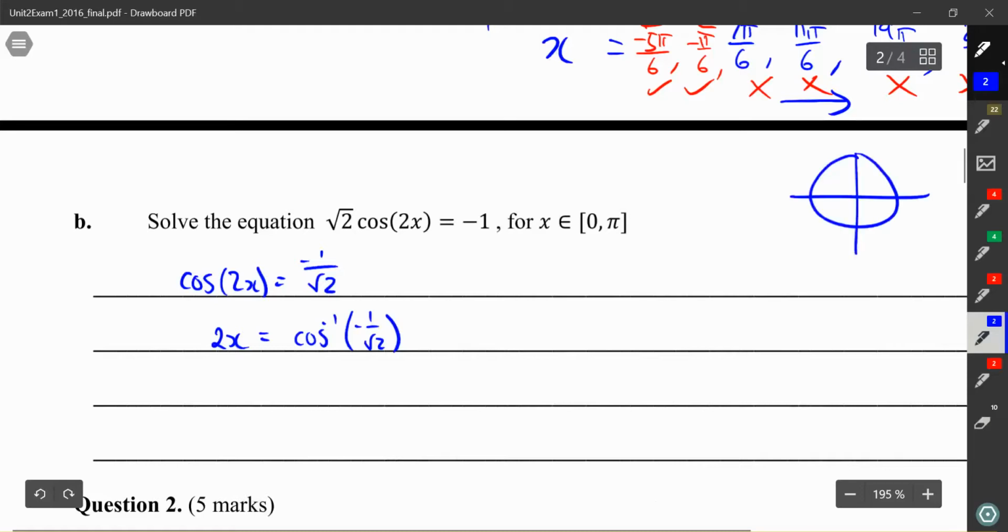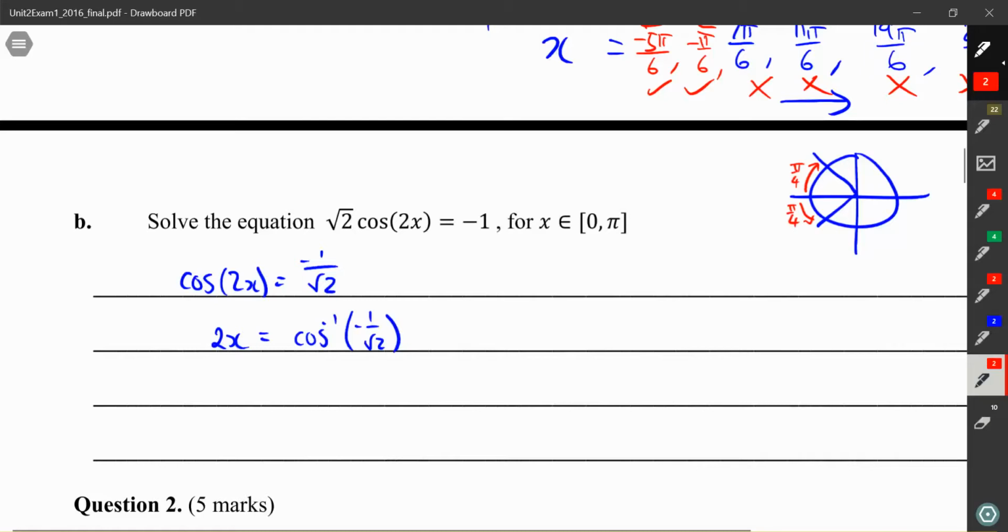Okay, and you say, well, when is cos negative? Cos is only negative in these two quadrants. And what would the angle have to be to get 1 on root 2? Well, going through your exact values, it would have to be pi on 4. So these are the only two regions where I get pi on 4. And remember, the domain currently here is from 0 to pi.